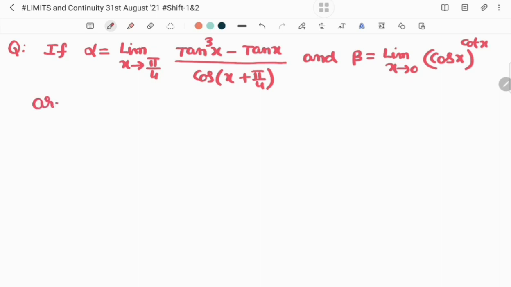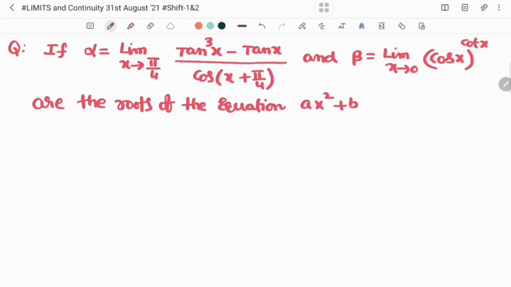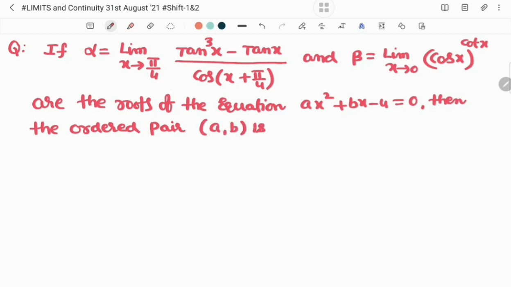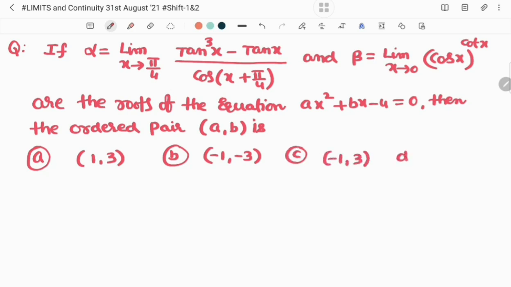are the roots of the equation a x square plus b x minus 4 equal to 0, then the ordered pair (a, b) is: first option 1 comma 3, second option minus 1 comma minus 3, third option minus 1 comma 3, fourth option 1 comma minus 3. These are the options.